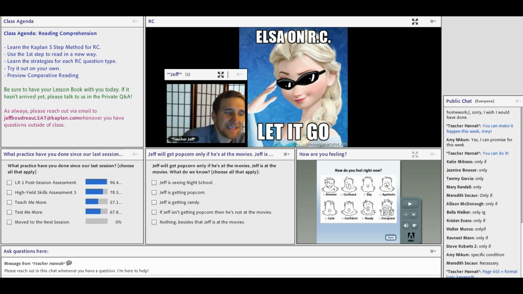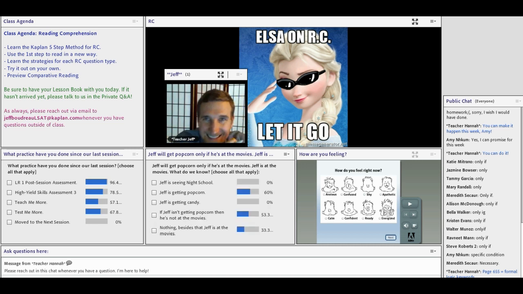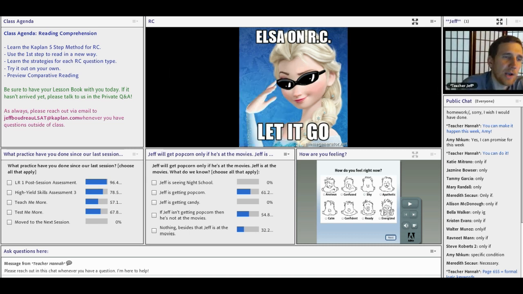Taking a look at your answers, we do have a very interesting mix. Some of you said Jeff is getting popcorn, another said a formal logic statement, and then a couple of you said nothing. Let's talk about the formal logic of that first sentence. Tell me, everybody, please, in fact, write it in chat. Go ahead. How would you shorthand "Jeff will get popcorn only if he's at the movies"? Tell me right down below. What would that look like?